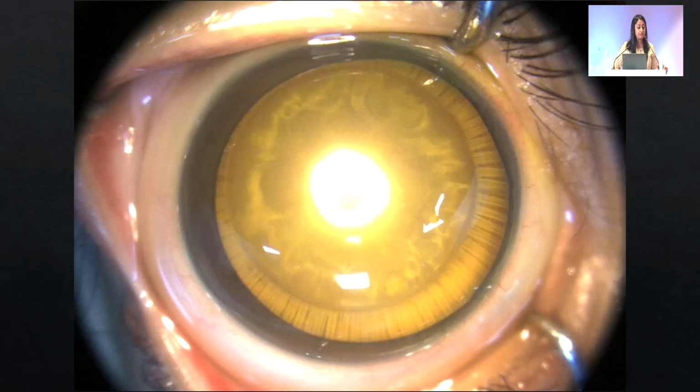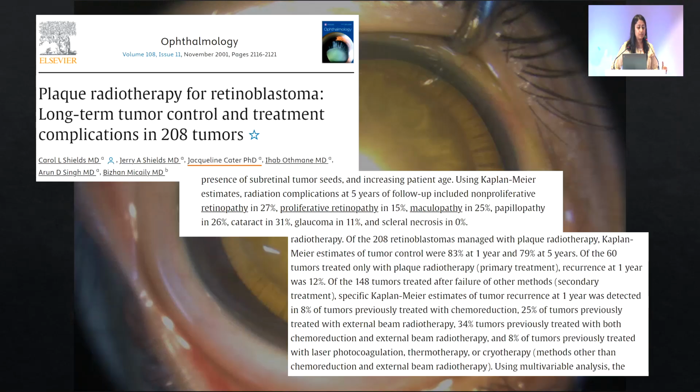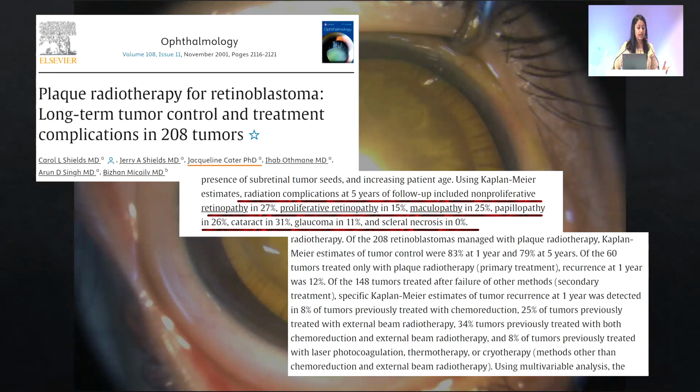Regular follow-ups are also mandatory, and we must look out for the complications that can occur. Radiation can cause retinopathy, maculopathy, papillopathy, cataract, glaucoma, and even scleral necrosis. You must look out for those, even though the tumor control is very high. In this study, the tumor control was 83% at 1 year and 79% at 5 years.